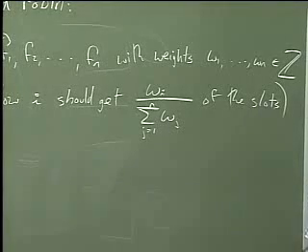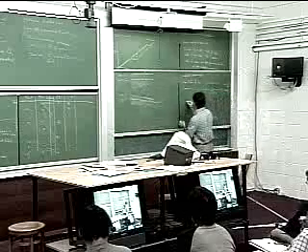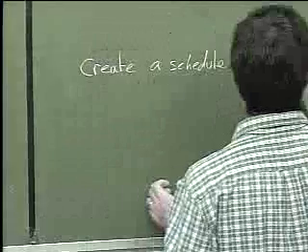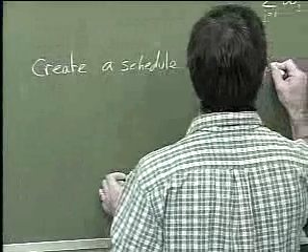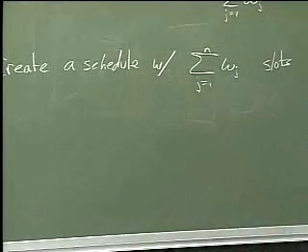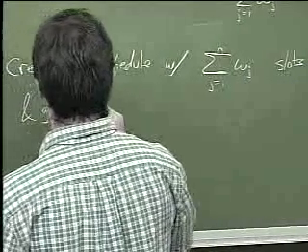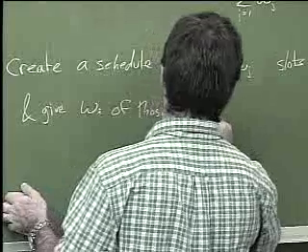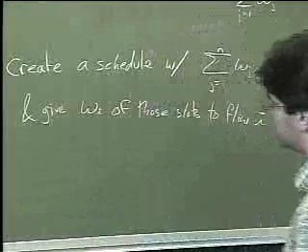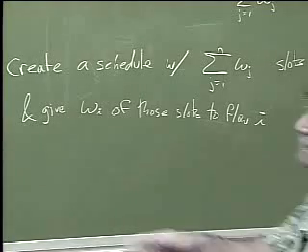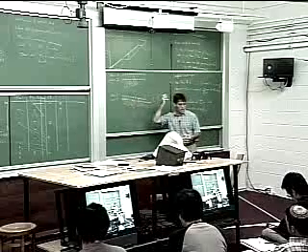So how would you go about implementing this? What you do is you create a schedule with this number of slots. Give Wi of those slots to flow i. Right? So I'll create 8 slots. I'll say the first 3 are for flow 1, and the last 5 are for flow 2. And by doing so, I'll have implemented this weighting ratio using round robin.